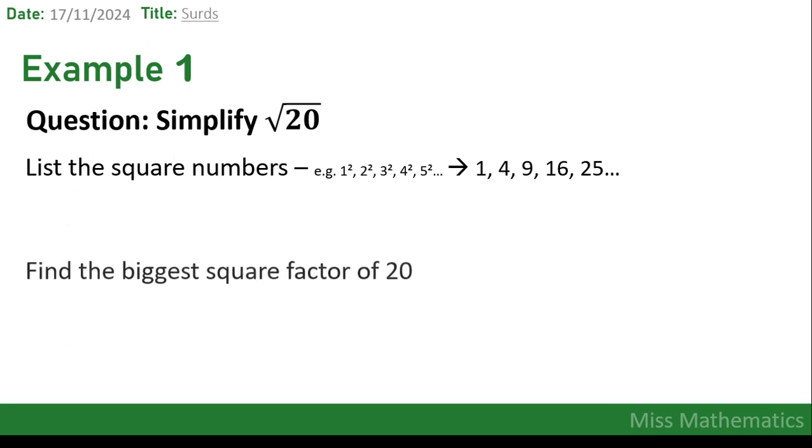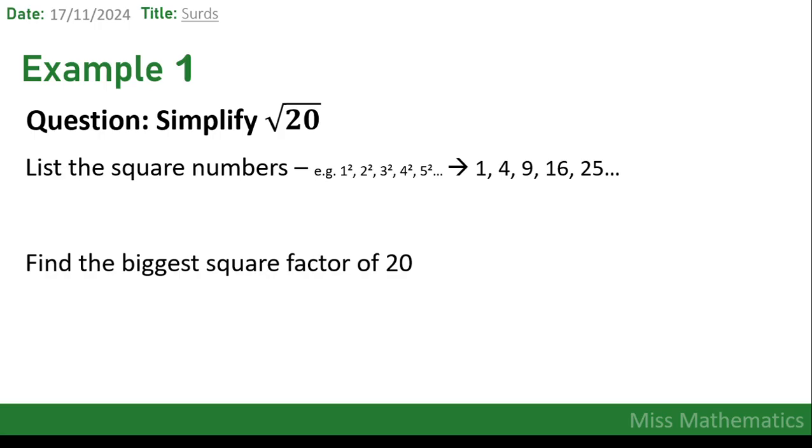You have to find the biggest square factor of 20. In other words, which of these square numbers goes into 20 and is the biggest one that goes into 20. So 9 and 16, they don't go into 20, and 25 is too big. However, 4 goes into 20, 4 times 5. Because we know 4 times 5 is equal to 20, we can do root 4 times root 5. Root 4 is the same thing as saying 2 because it's a square number, so therefore root 20 is equal to 2 root 5.